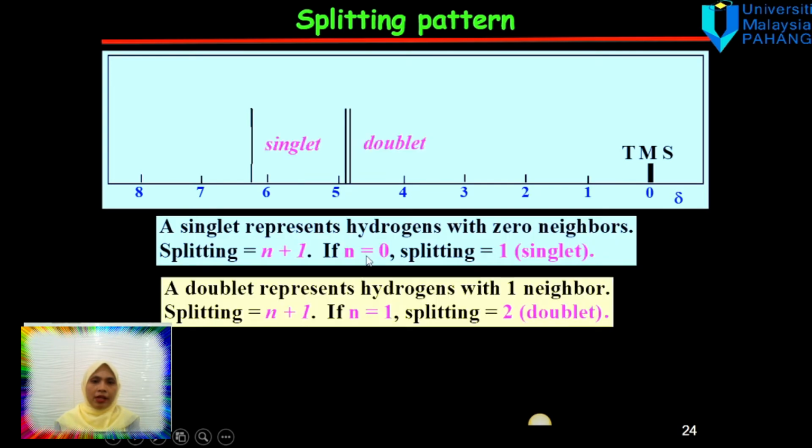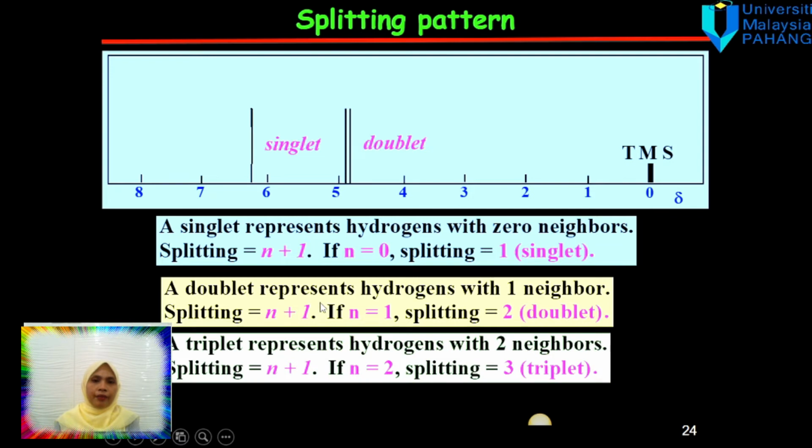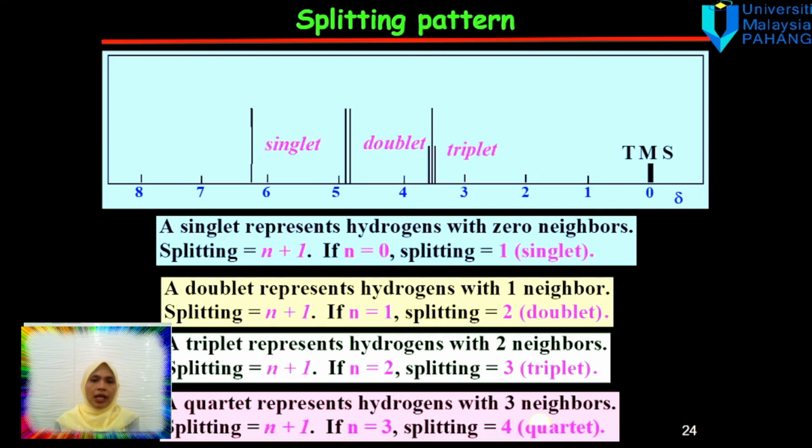As I mentioned just now, if a proton is a singlet, it has no neighboring proton; using the n+1 rule, it becomes 1. The splitting is a singlet. If one neighboring proton, it becomes 2, a doublet splitting pattern. If two neighboring protons, it becomes 2 plus 1, which is 3, and the signal becomes a triplet. If 3 neighboring protons, 3 plus 1 becomes 4, a quartet splitting pattern.